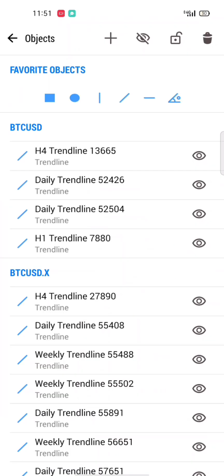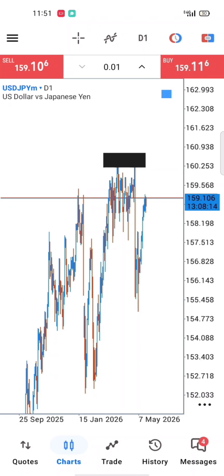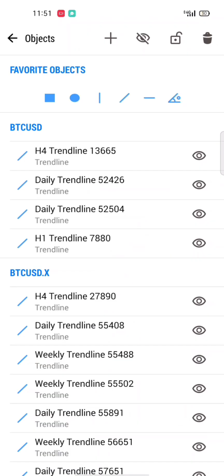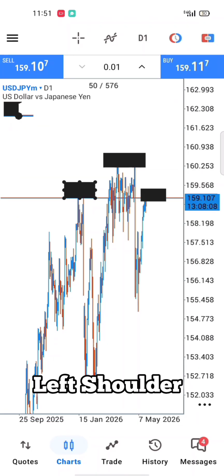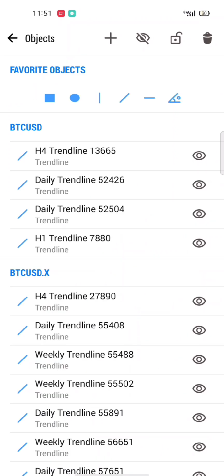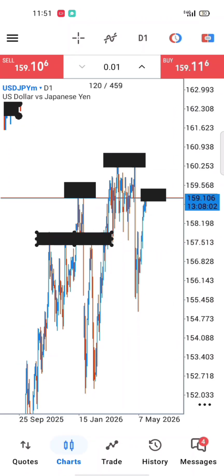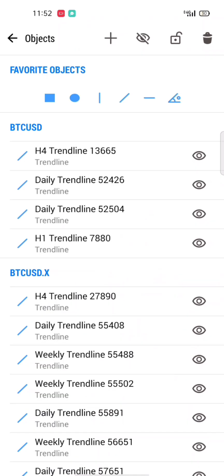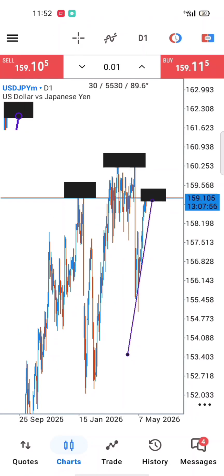This very point is the right shoulder, and this very point is the left shoulder. So what happened here? Have you noticed what happened here in the past? They created it and sold down massively. So currently at this very point, I'm expecting the trade to sell down because it has currently reached my shoulder. I'm expecting the trade to sell down massively from this very point.